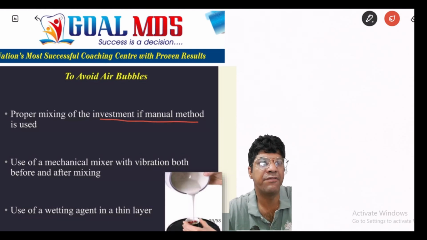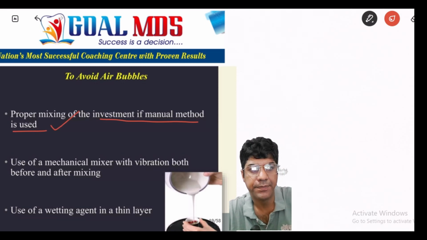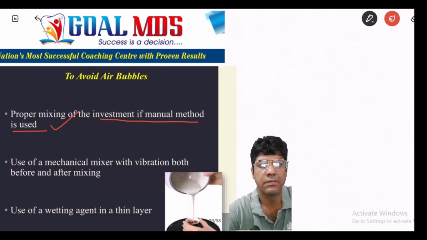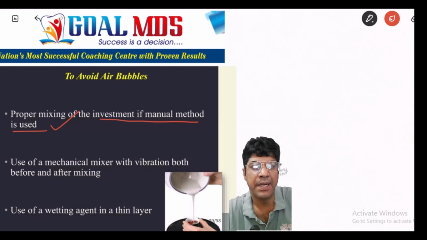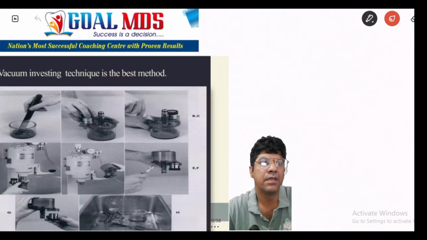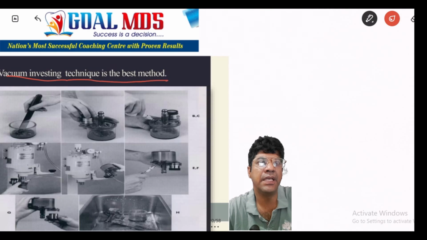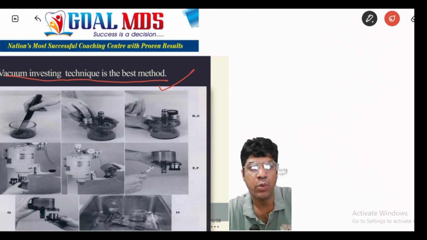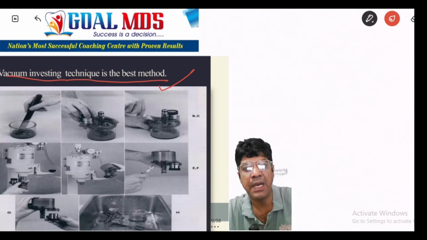So proper mixing of investment should be done. The best and most effective method is to use vacuum investing. The vacuum investing technique is the best method to avoid air bubbles. This technique will help to remove the air from the investment mix.